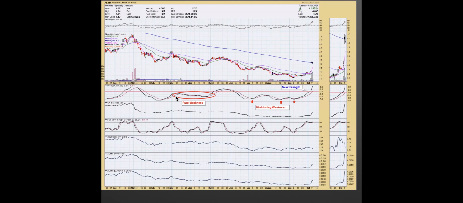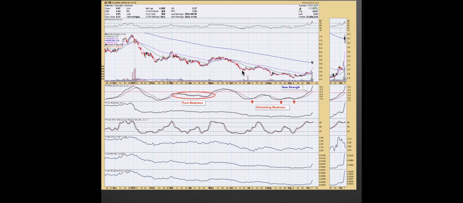Well, back here, you can see that PMO flattened out beneath the zero line, and that was a sign of pure weakness, which is exactly what was going on here. We got the PMO buy signal, and we did get a little bit of movement out of it, but notice that signal came in well below the zero line. That tells you that you're probably looking at diminishing weakness, like over here.